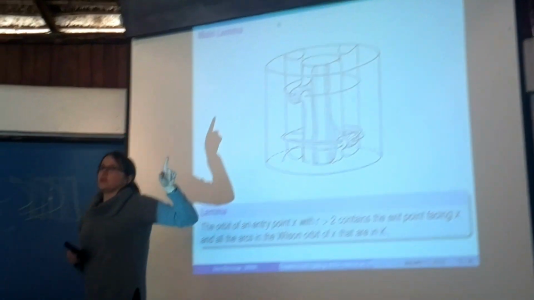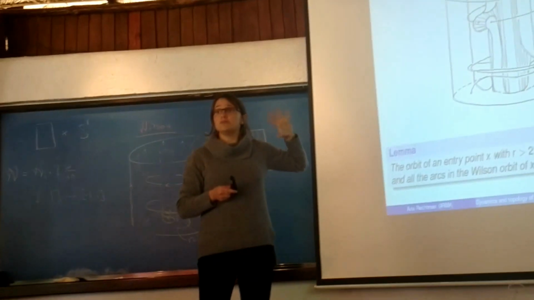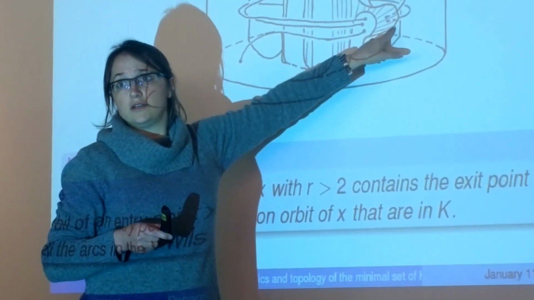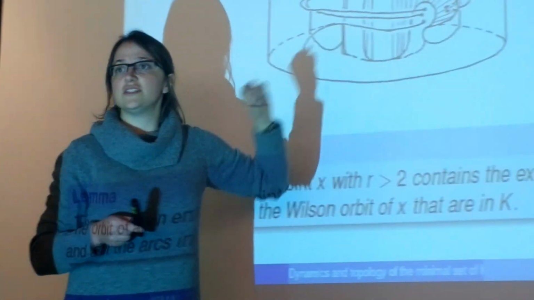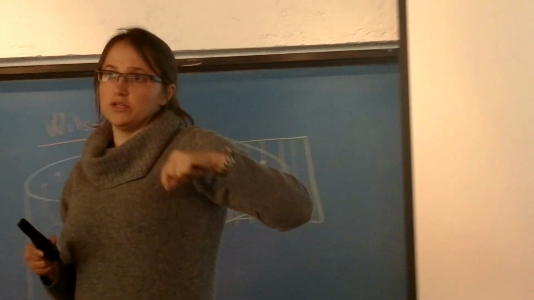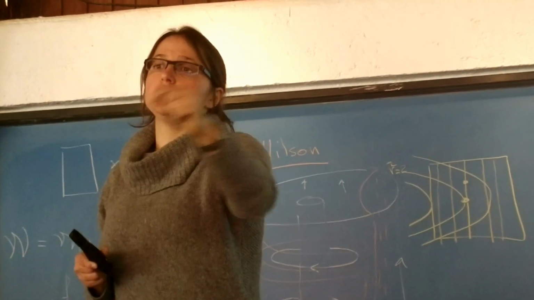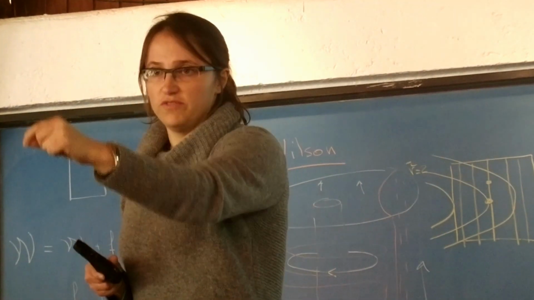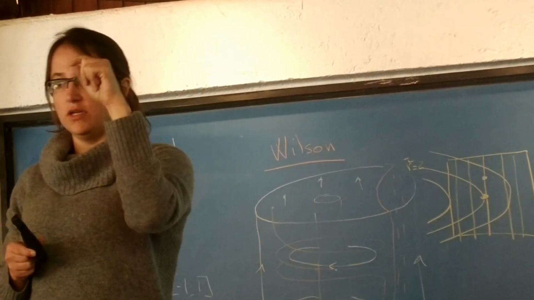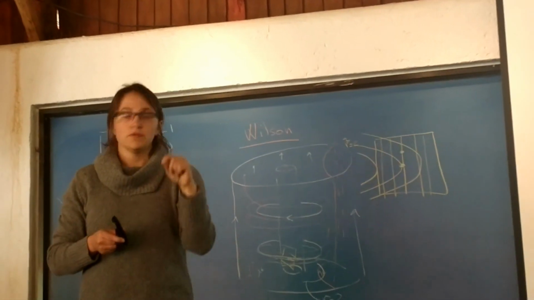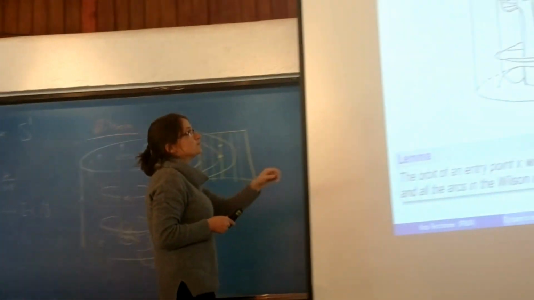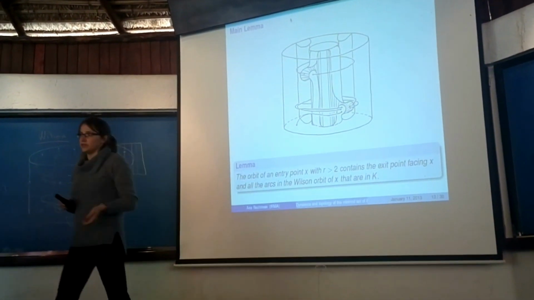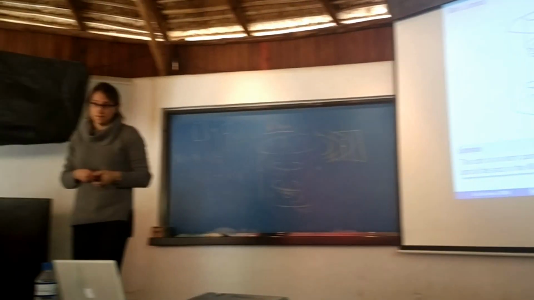So I'm not saying what is going to happen then, but at some time, maybe long, I will go to the point facing it. And then I will continue in the same Wilson orbit that I started with. And I will continue going up and turning again, and maybe hitting the insertion again, and doing the same thing, as long as the radius is bigger than 2. And so, for example, this point will eventually go out. And this is how you prove the anti-exit condition, how you prove the free list.